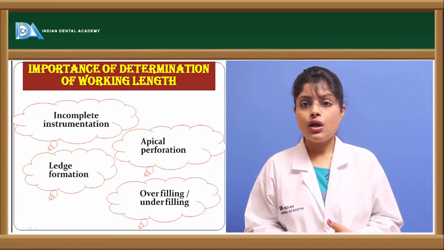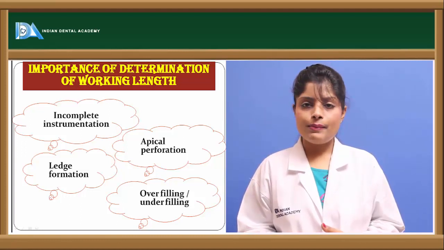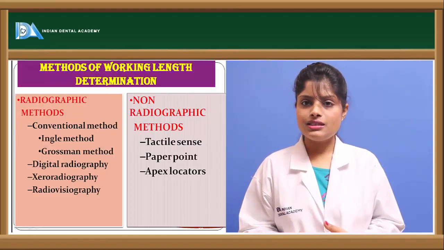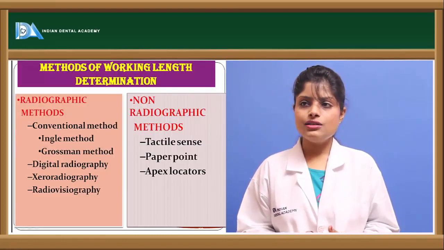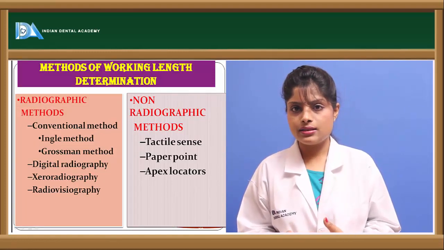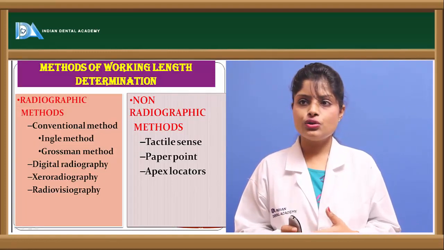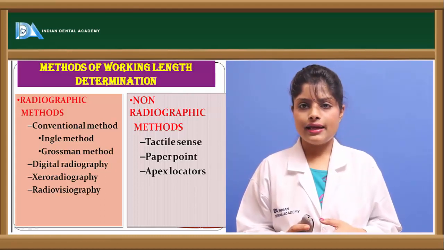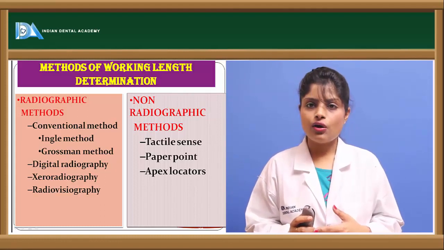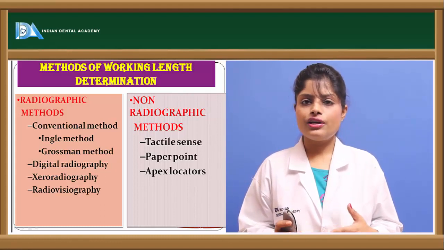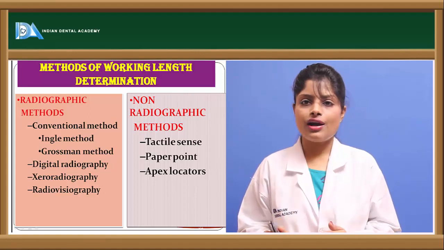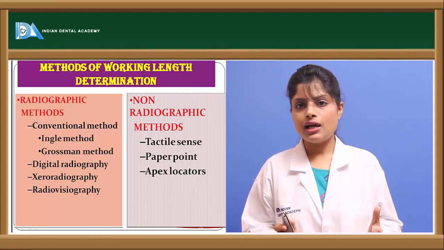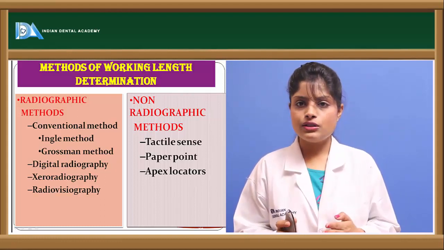So, an important or even mandatory step for pulpectomy is determination of working length, which can be done either by radiographic methods or non-radiographic methods. The radiographic methods constitute the conventional method, that is Grossman or Engel method, then RVG or radiovisiography, or xeroradiography. Even digital radiography is a radiographic method of working length determination. This can be done in both primary and permanent teeth.